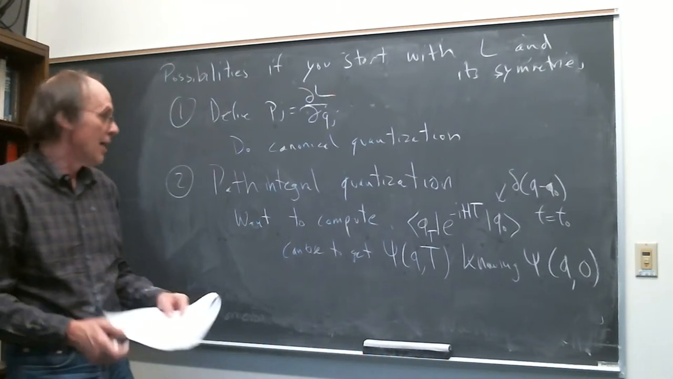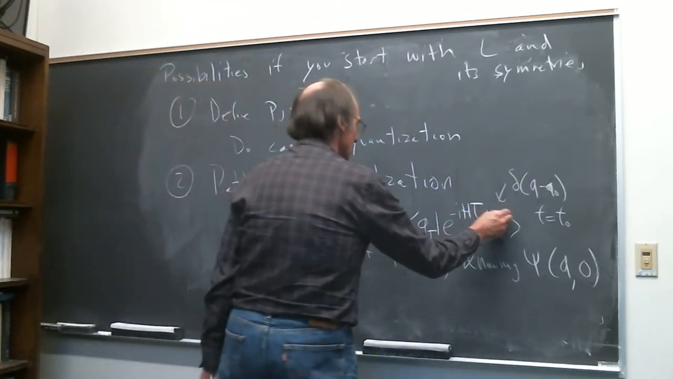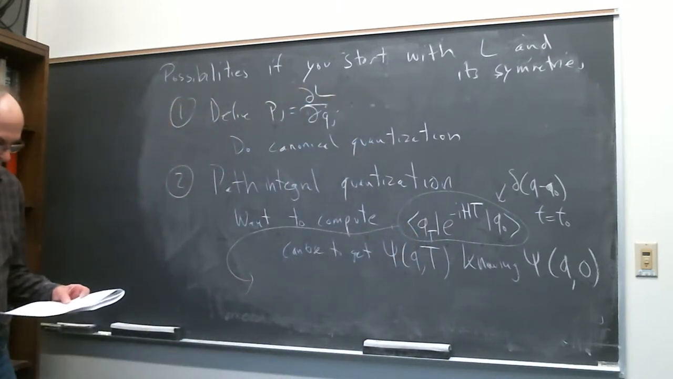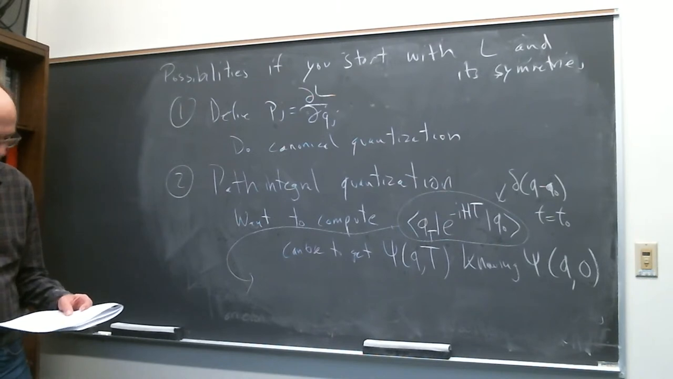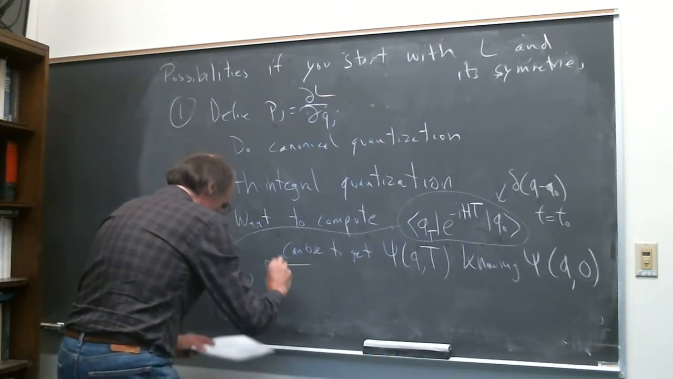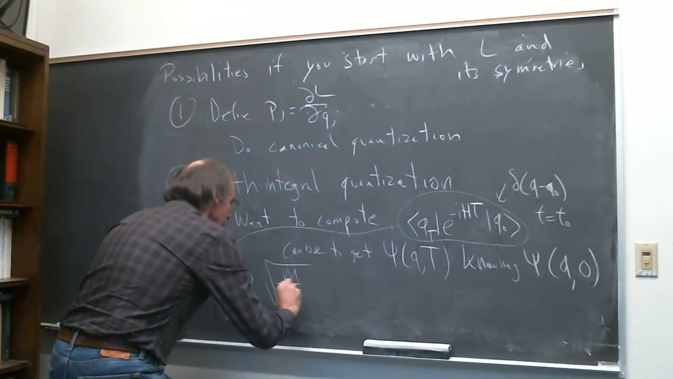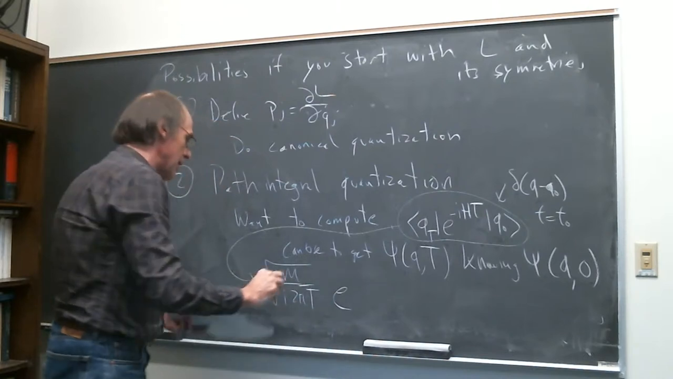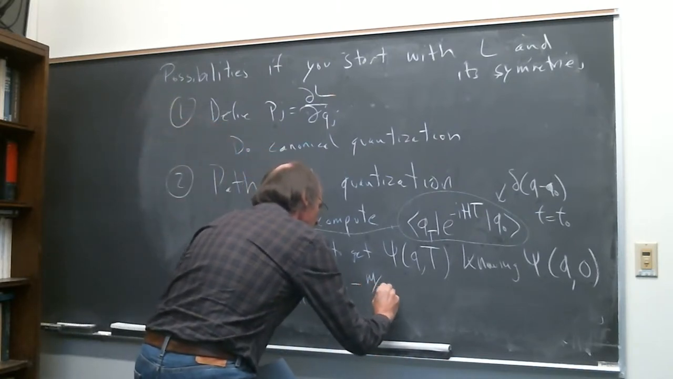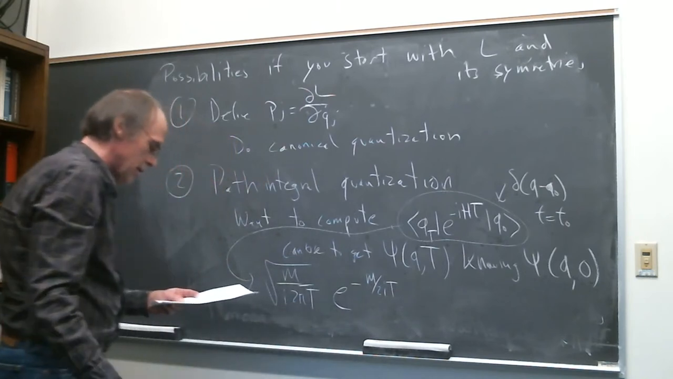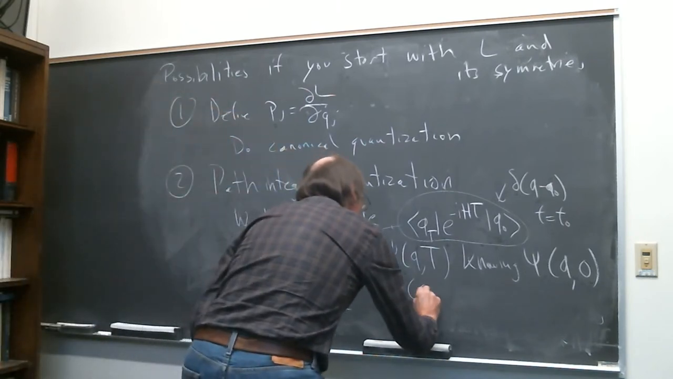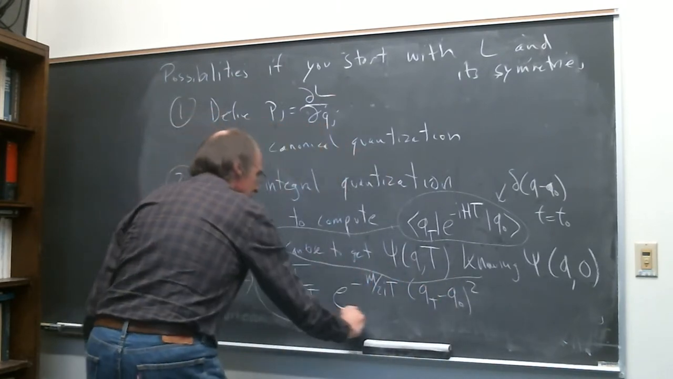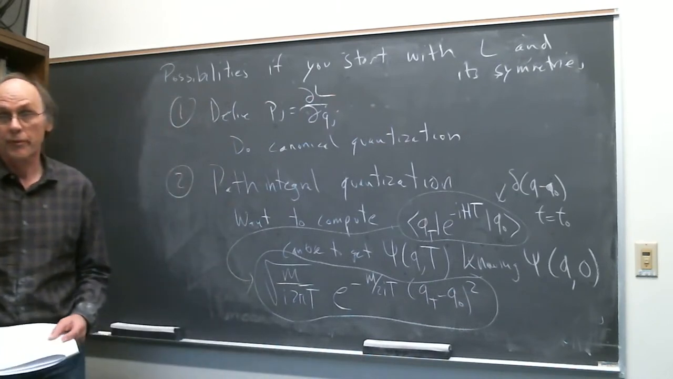This is the propagator. For the free particle, we found that this was something like the square root of m over 2 pi i t, times e to the minus m over 2 i t, times (q_t minus q_0) squared. Okay, so this is what's called the free particle propagator.